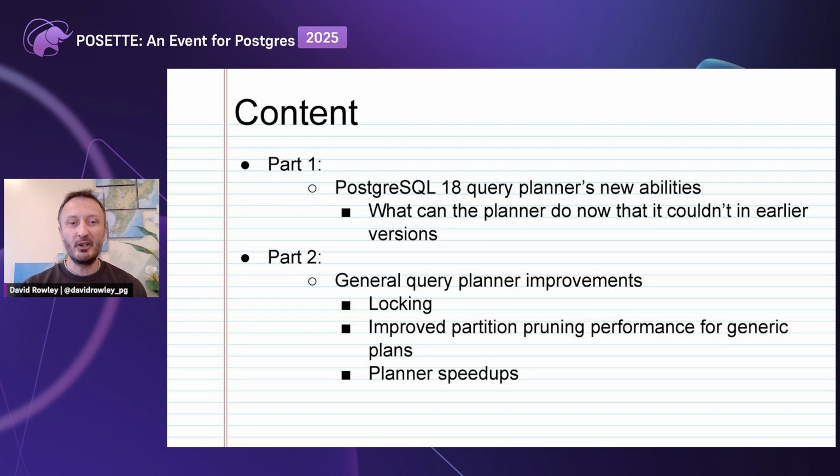I'm going to break this down into two parts. Part one is about what's changed, what smarts have been added to the query planner in Postgres 18. Part two is more general planner performance improvements, things that are not necessarily a new smart that's been added to get the planner to produce some kind of plan that it didn't before. These are more performance related things.